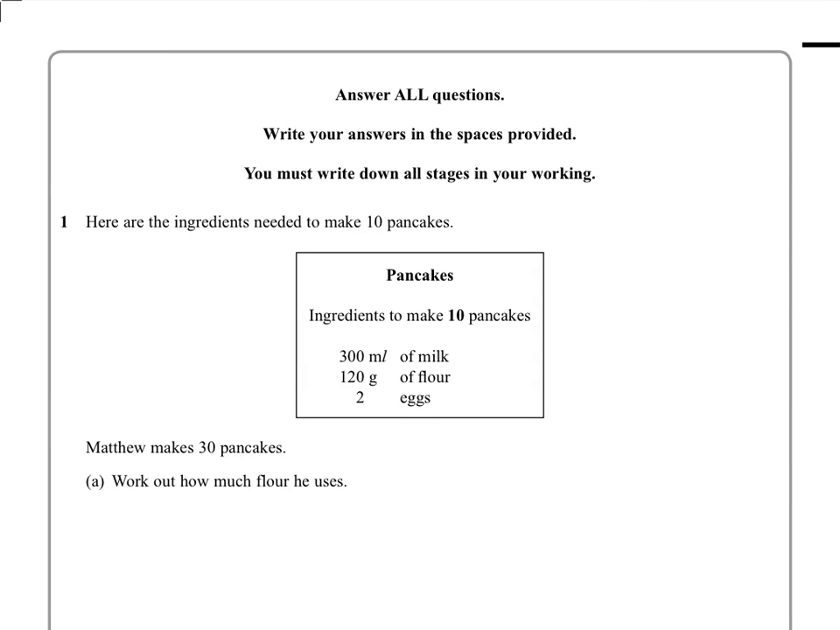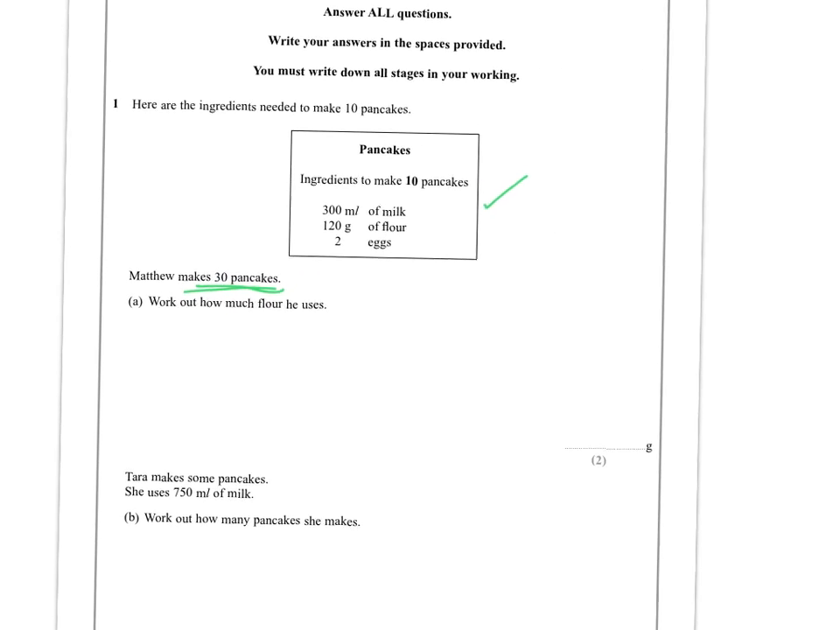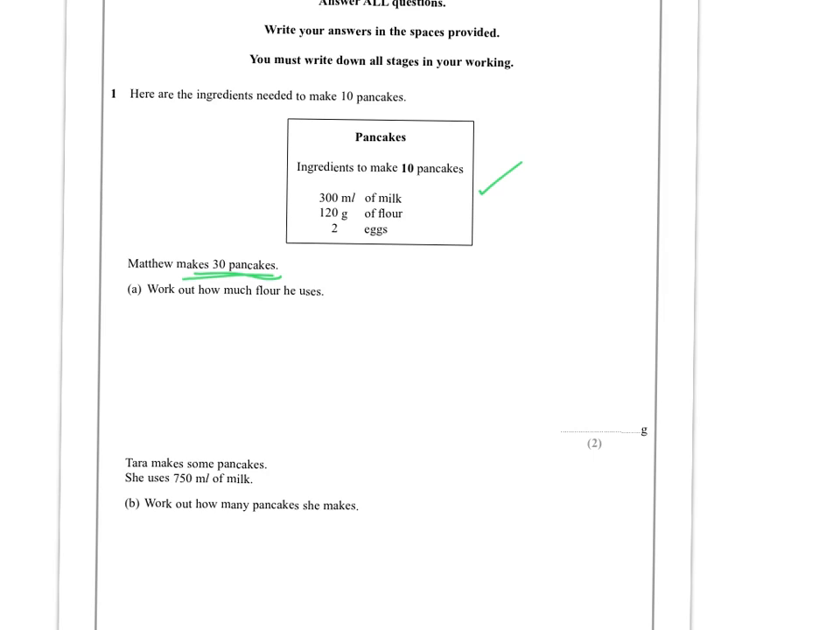So for this question, that's got the ingredients for 10 pancakes, and you want to make 30. How much flour is used? Well, let's have a look. I think this is just a matter of timesing all the ingredients by 3, to be honest. So flour, you would have 3 times 120, which would be 360 grams, because you want to make 30 and you're given the recipe for 10.